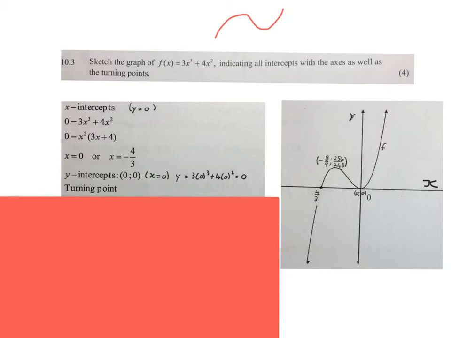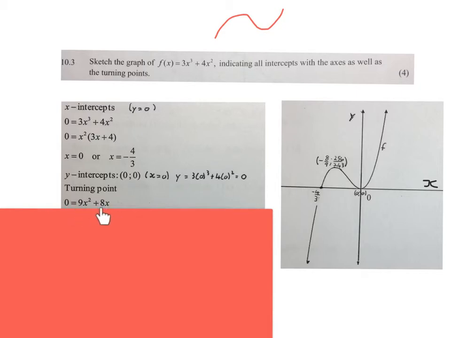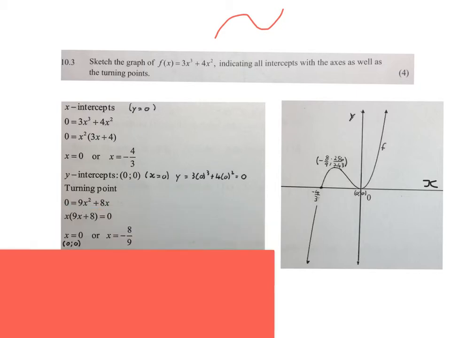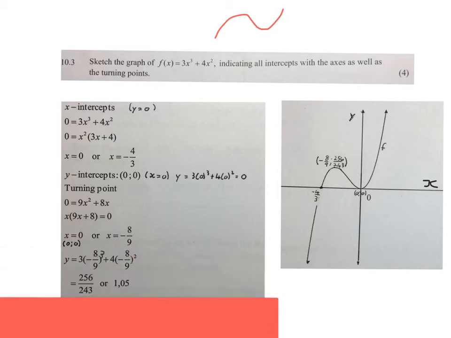Then you work out the coordinates of the turning points. You work out your first derivative and equate it to 0. And then solve for x. So that is the x values of my turning points, and I substitute them back into the mother equation, both of them. We already had this x naught and naught, so we just take this x value, plug it into the mother equation, and get the y value for that x value.